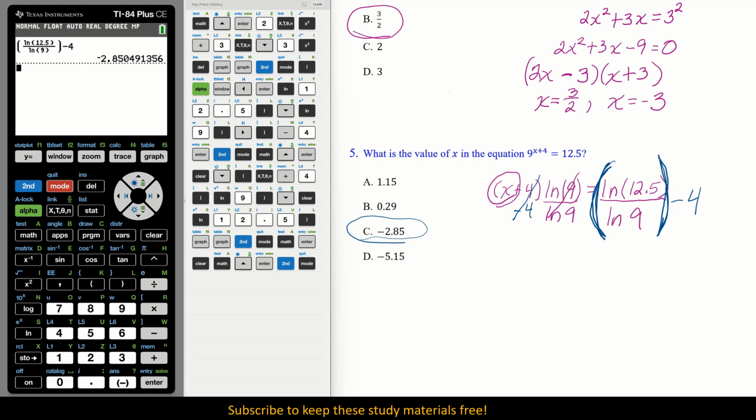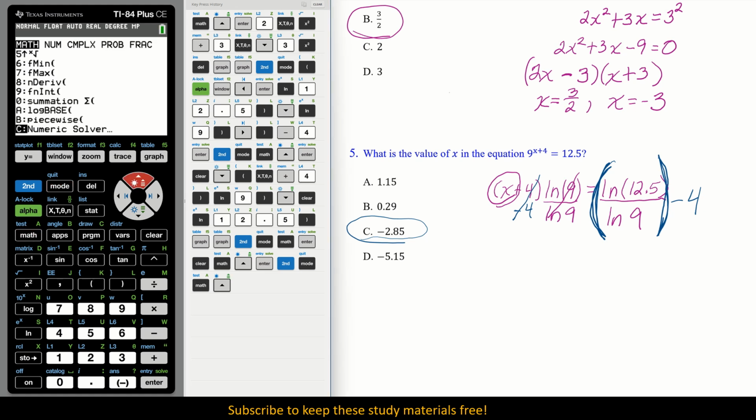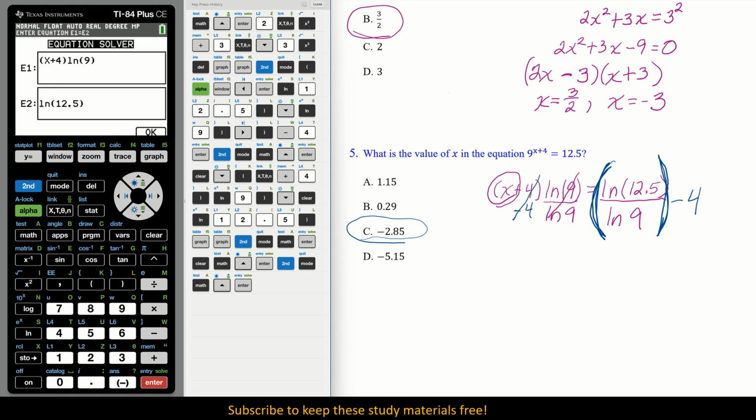That being said, let's use our math and our C. Let's go use our numeric solver, and I'm going to push enter. I have already entered both of the sides that we had prior. If you remember, let me rewrite it. We had, before I applied all the steps, x plus 4 times ln 9 equals ln 12.5. Enter that into each side just like we do for any equation. I have it entered correctly.